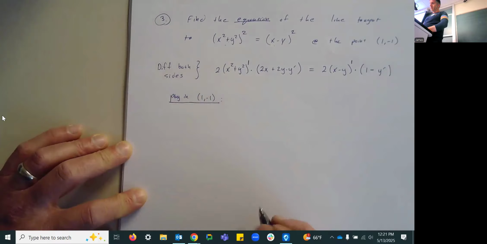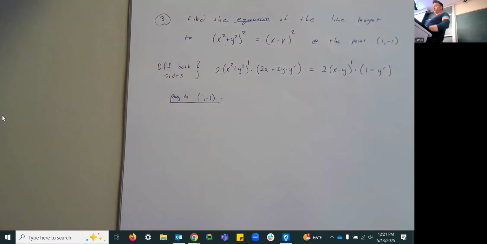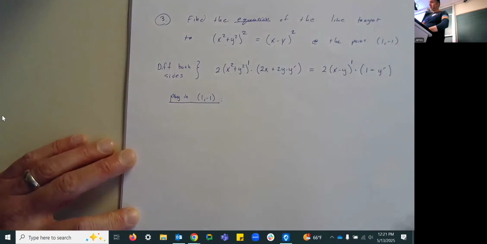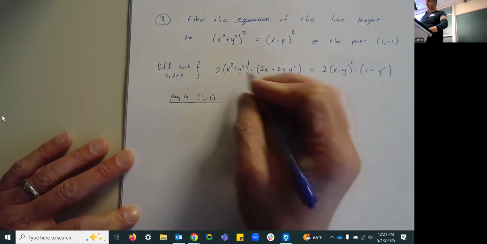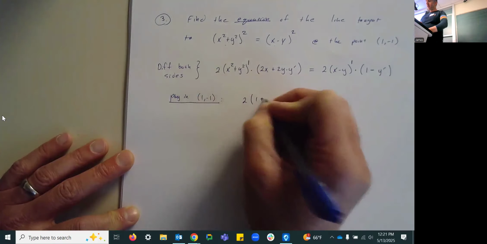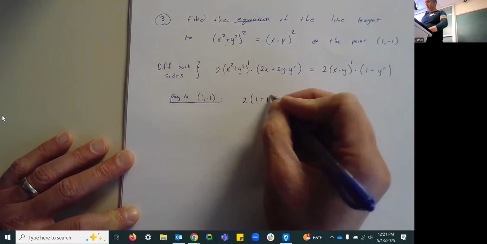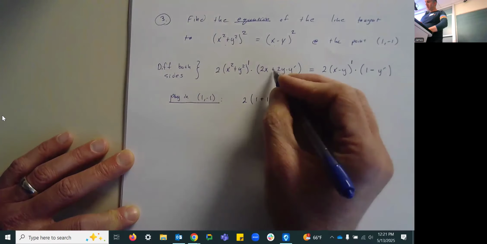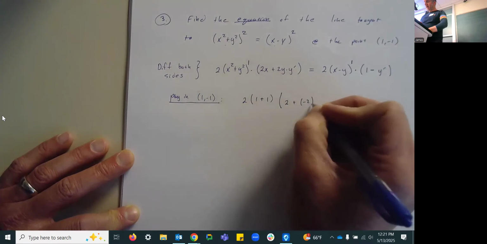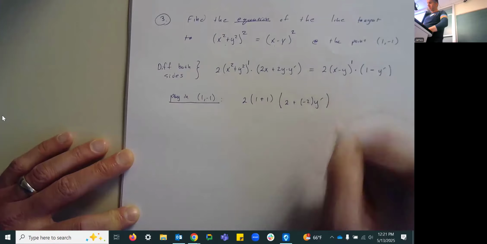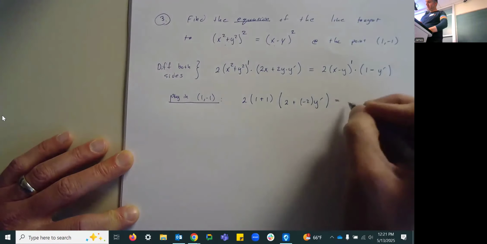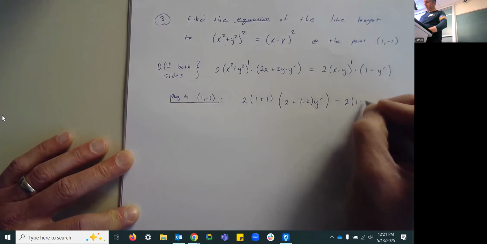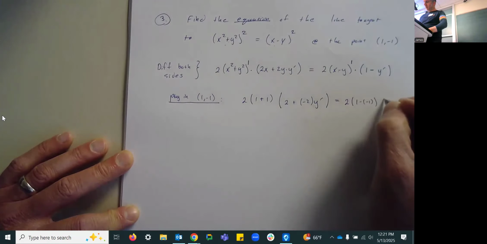So let's see what we get. Plugging in, I'm not going to write 1 squared plus -1 squared. I'm going to do some simplifying along the way. So plugging in 1 for x, I get 2 times 1 squared is 1 plus -1 squared is also 1, times 2 times 1 is 2 plus 2 times -1 is -2 times y prime, equal to 2 times 1 minus -1 times 1 minus y prime.